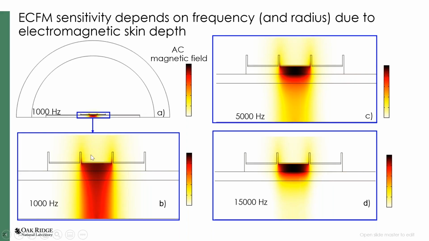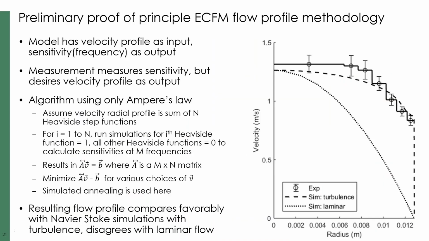So basically, from the launch current from the primary coil, there is somewhat of an exponential decay of the magnetic fields. At low frequency, that decay length is quite large, so it can penetrate all the way into the center of the liquid metal. As you increase the frequency, the skin depth decreases and it penetrates less and less. And at high frequency, the penetration is quite small. So by measuring at different frequencies, you might be able to get a different flow profile. So I outlined here a preliminary proof of principle example.